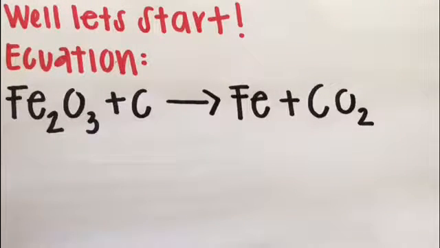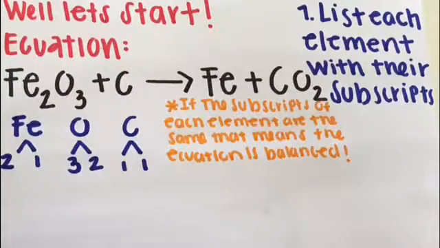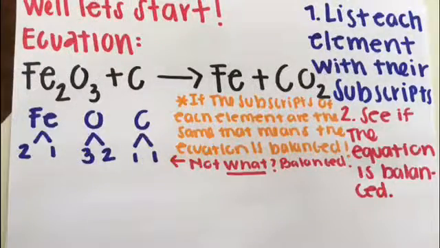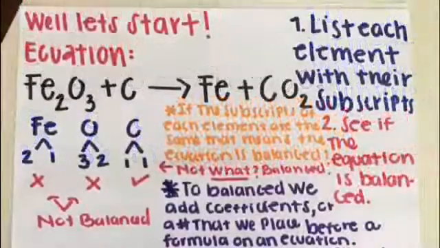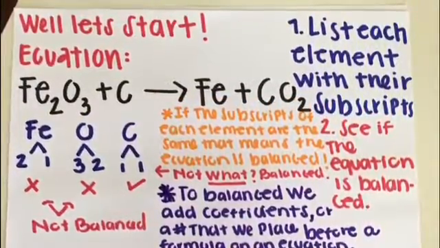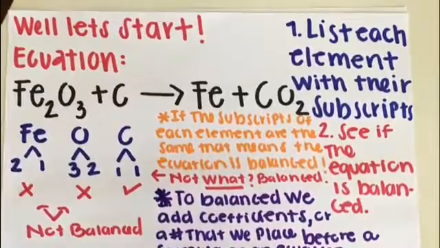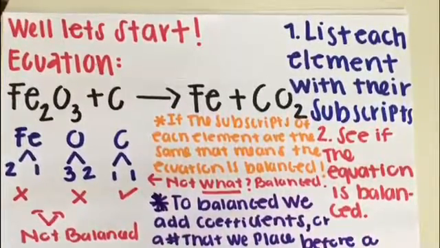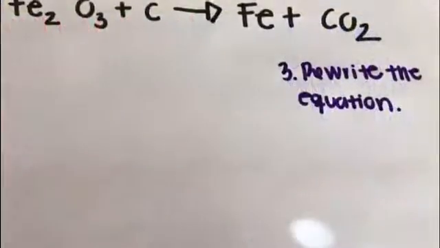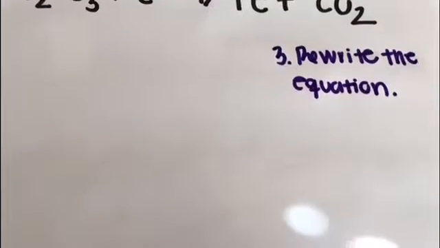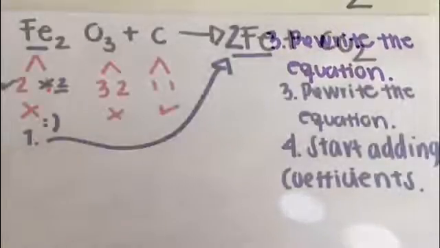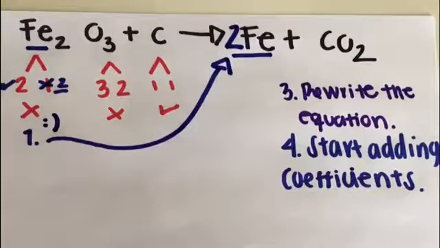First, they give you an equation. After that, you need to list each element and their subscript. Check if the equation is balanced. In this case, it is not balanced. To balance, we add coefficients, or numbers that we place before a formula in an equation. The coefficient multiplies with the subscript, balancing the equation. For that, we need to do step number 3, that is rewrite the equation. After that is step number 4, that is start adding coefficients.